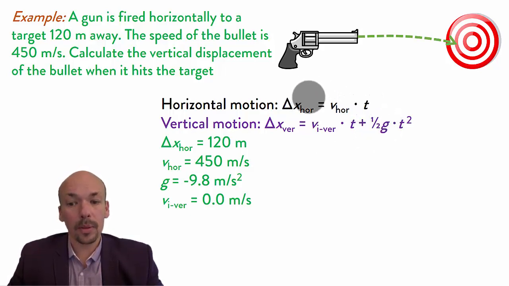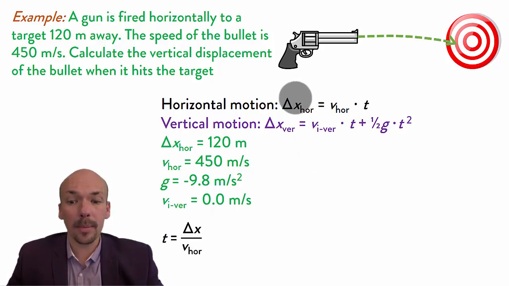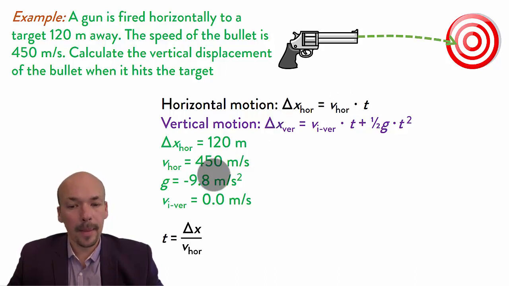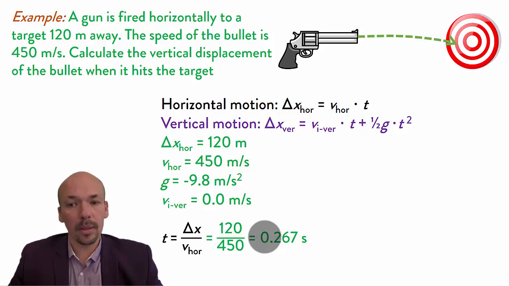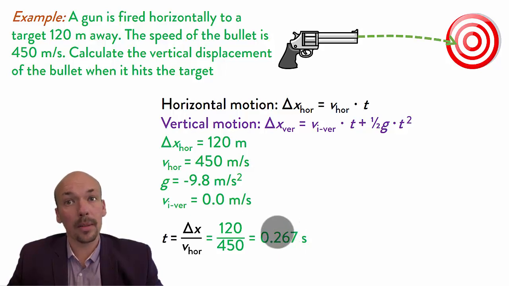So first we have to calculate the time. Therefore we need to rearrange this equation. So we have the displacement divided by the speed. We have them both, so 120 divided by 450 is 0.267 seconds. That's the time it takes the bullet from your gun to hit the target. So that's not a lot of time, and it will go down a bit, and we can calculate what the displacement will be with this time.